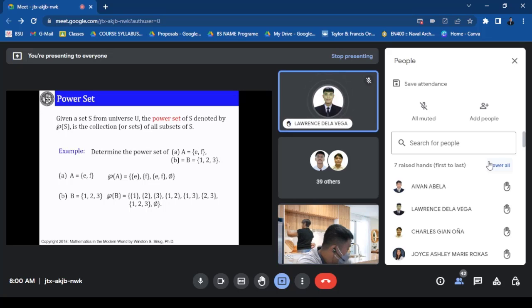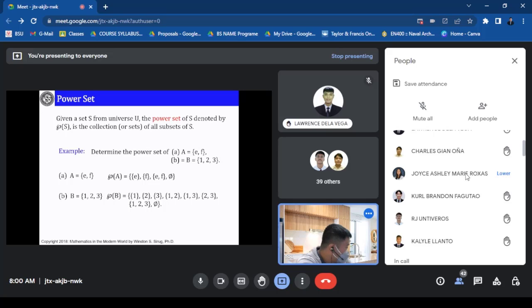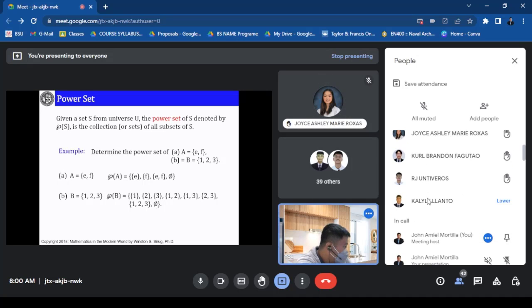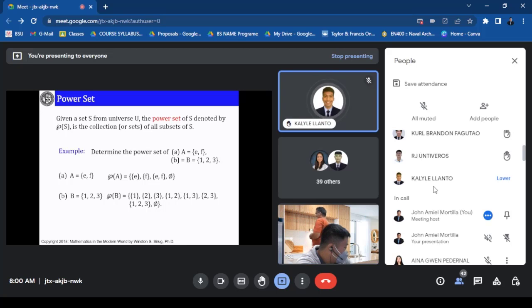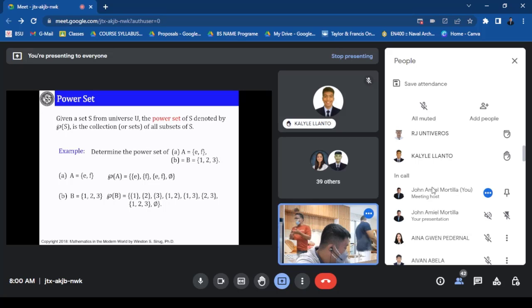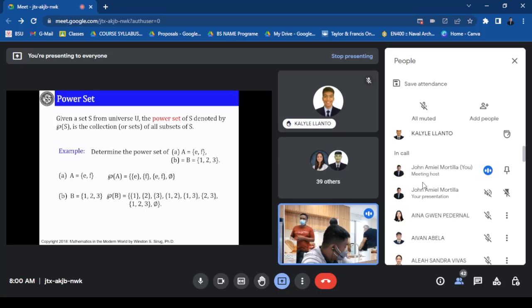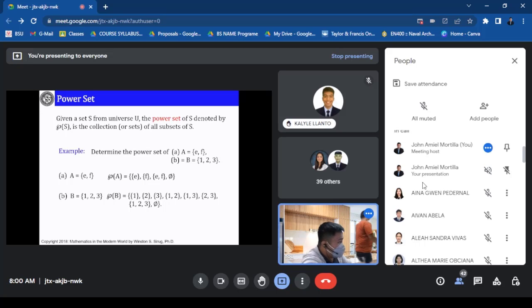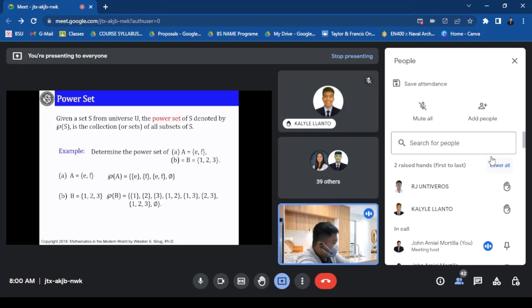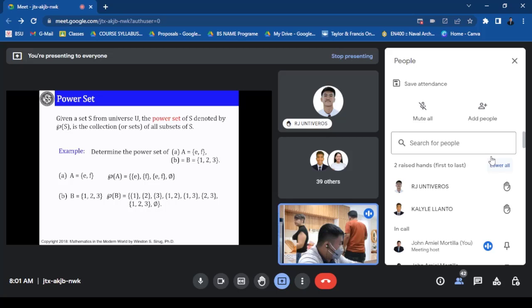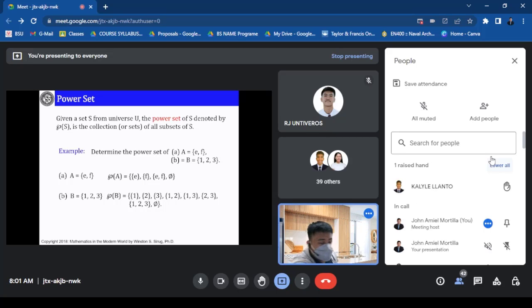Lawrence, 4, 5, 6. Joyce, the null set. Null set, okay, empty set. Khalil, 4, 5, 6, 7. Is this complete? 4, 5, 4, 6, 4, 7, 5, 6, 5, 7, 6 and 7, 4, 5, 6, the empty set, 4, 5, 6, 7. There is still one missing. RJ, what is the missing one? 5, 6, and 7. So those are our power sets.